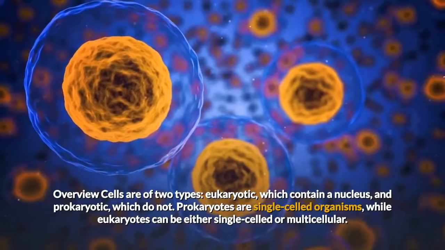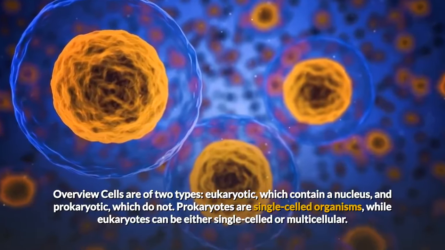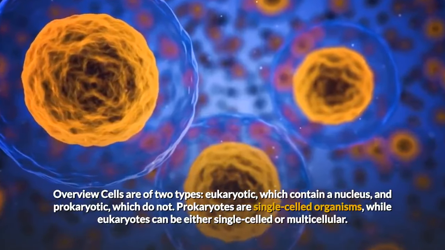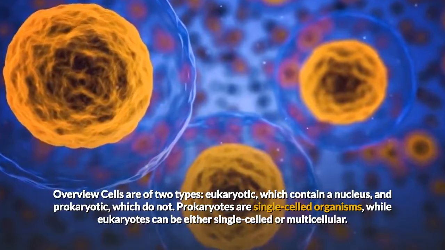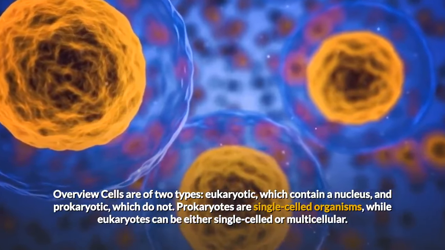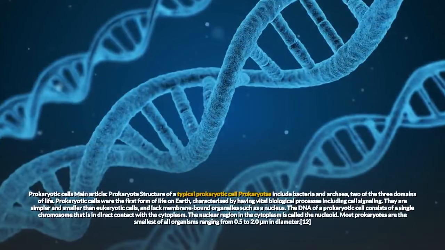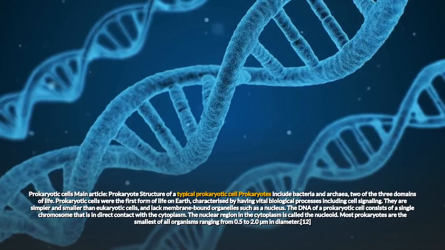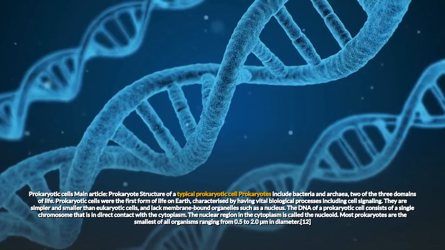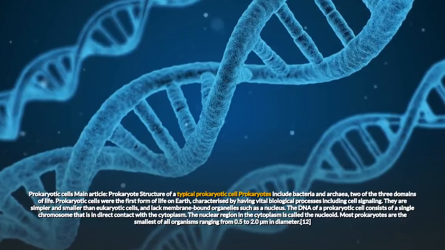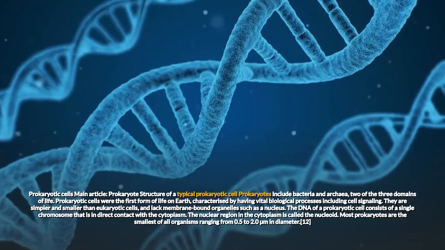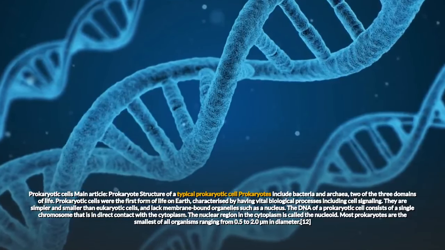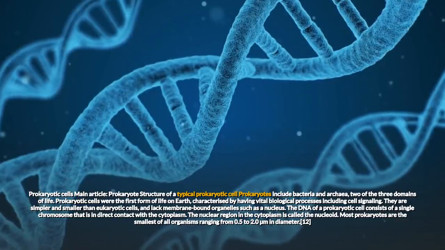Overview: cells are of two types, eukaryotic, which contain a nucleus, and prokaryotic, which do not. Prokaryotes are single-celled organisms, while eukaryotes can be either single-celled or multicellular. Prokaryotic cells: structure of a typical prokaryotic cell. Prokaryotes include bacteria and archaea, two of the three domains of life. Prokaryotic cells were the first form of life on Earth, characterized by having vital biological processes including cell signaling.